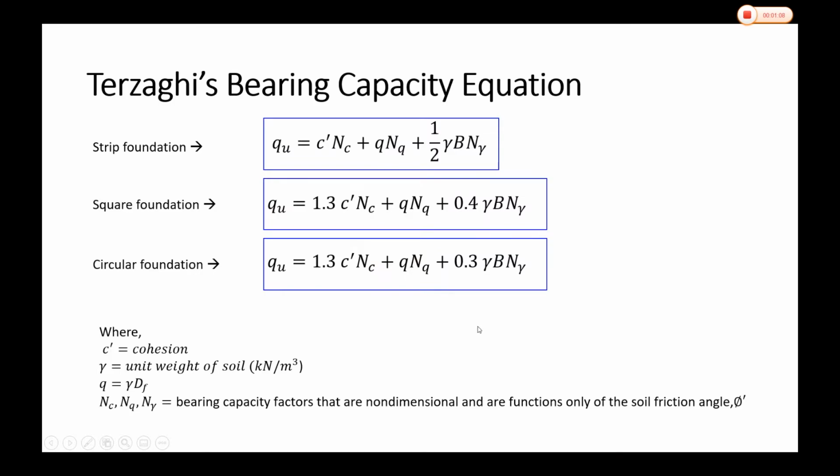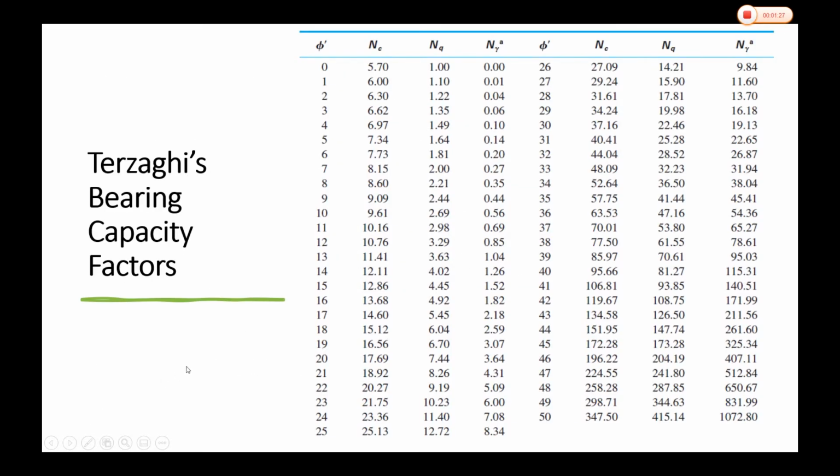These are the Terzaghi's bearing capacity equations that will be selected based on the type of foundation. So we have the equation for the strip foundation, the equation for the square foundation, and the equation for the circular foundation. And this is the Terzaghi's bearing capacity factor.